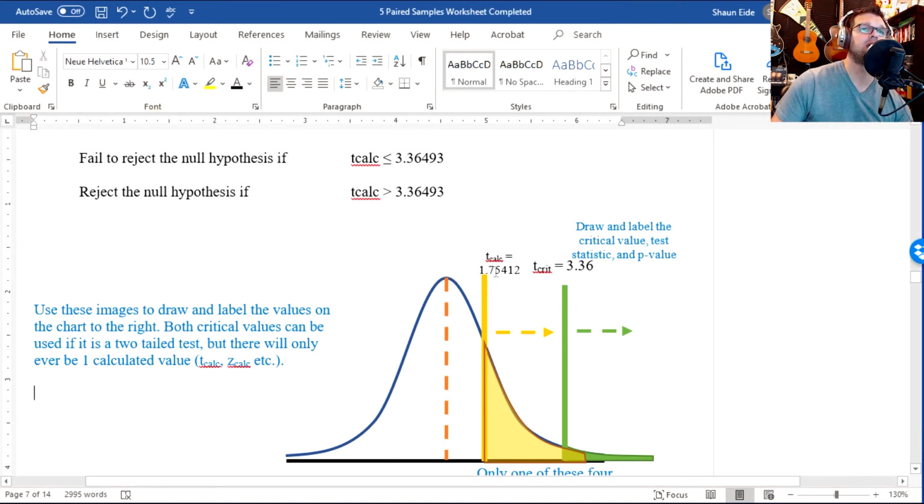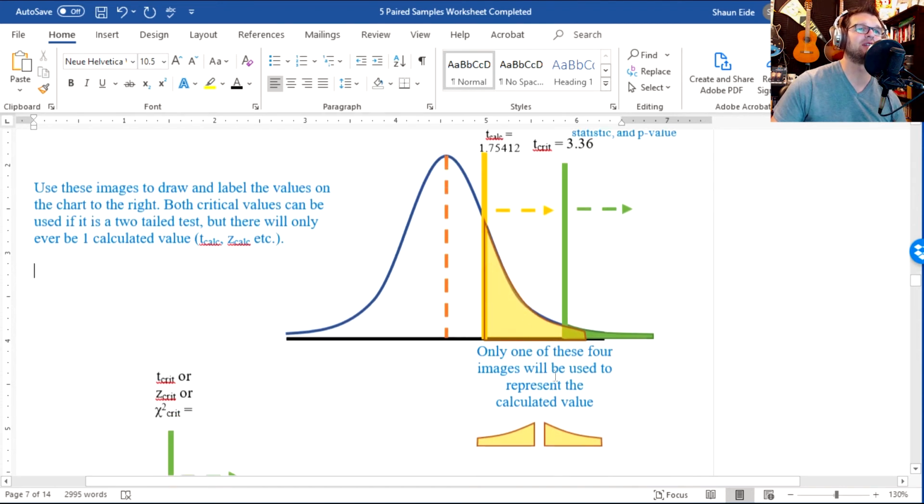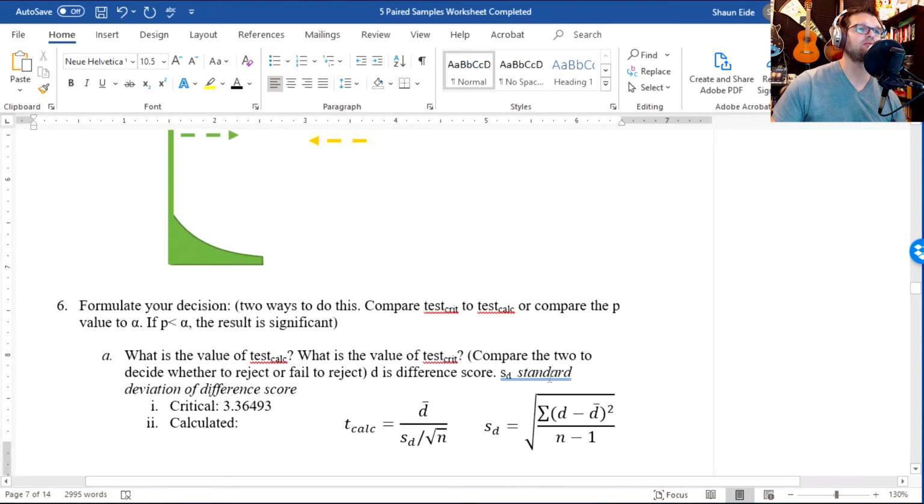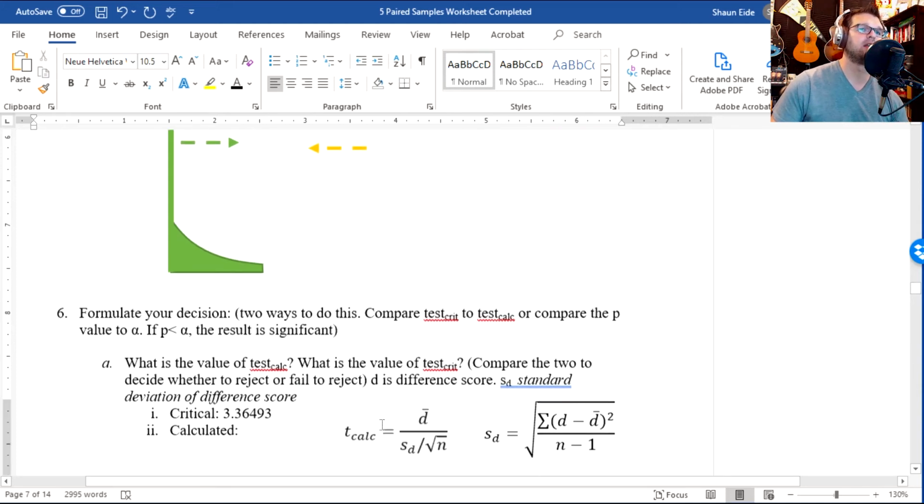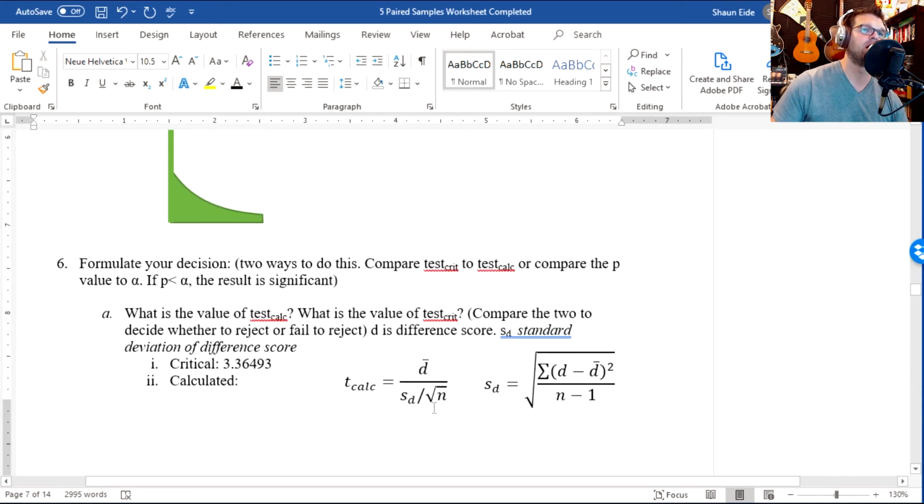So t-calc is not more extreme than t-crit. They're both drawn here, and it shows that yes, it is above, a little bit, but it's not as far as what it needs to be. It's not beyond that t-crit. And so now we're going to formulate our decision by comparing the two of them. You can also calculate t-calc by hand by taking the mean difference score and dividing it by the standard error. So let me show you how to do that really quick.